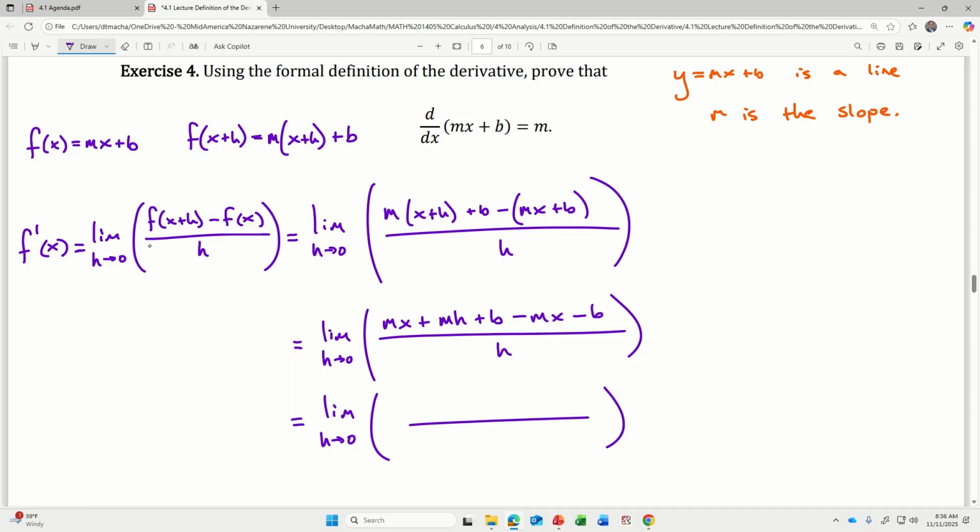How does the numerator simplify? The m x's cancel, and the b's cancel. The b's cancel, and then the h's cancel as well, which just leaves you with just m. Yep.